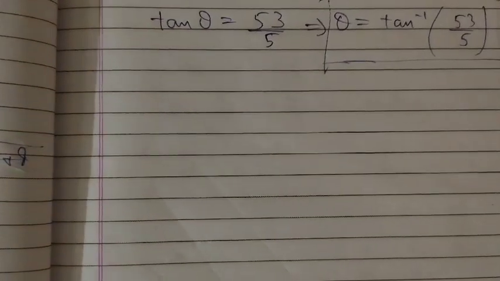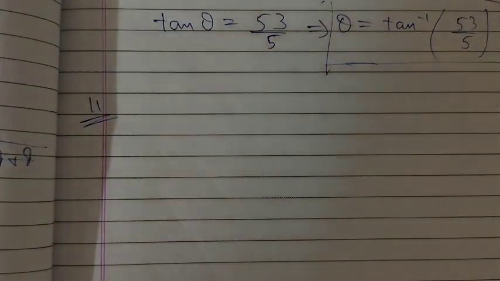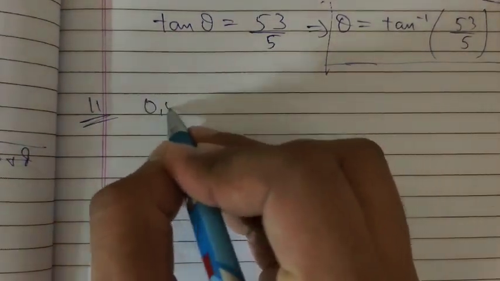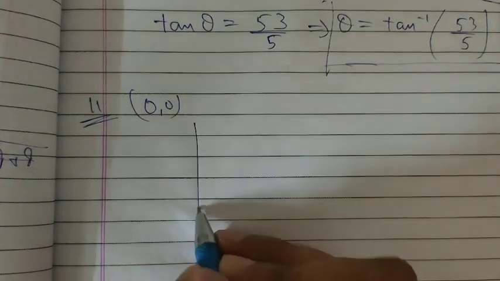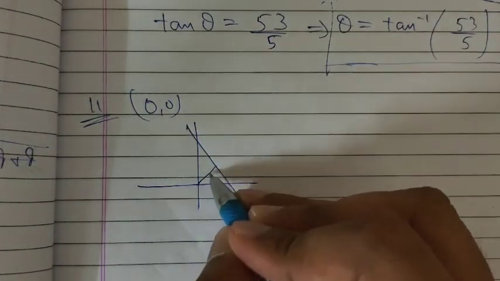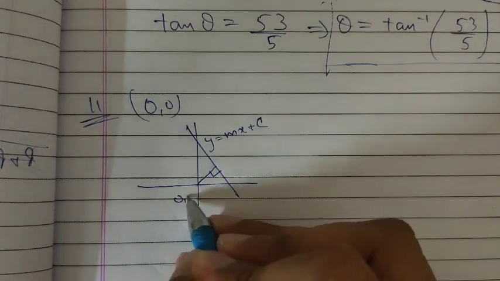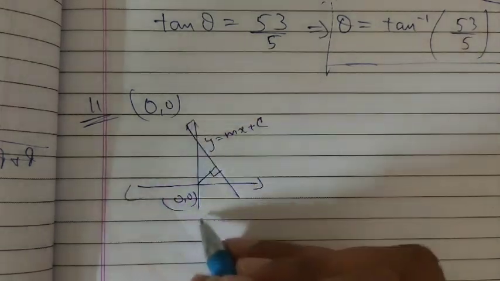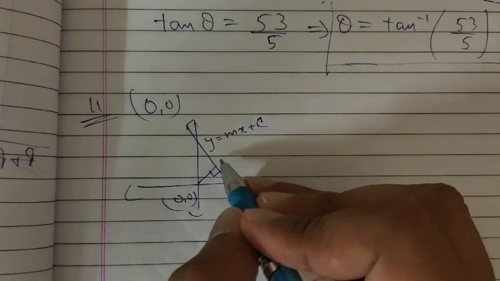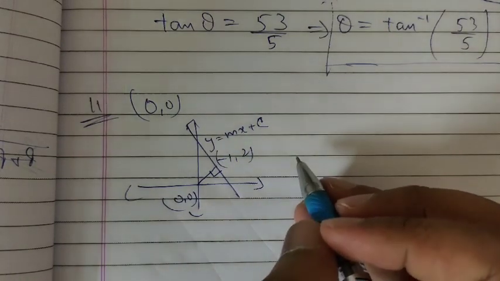Next, question number 11. The perpendicular from the origin, the point (0, 0), is drawn on the line y is equal to mx plus c, and it meets the line at the point (minus 1, 2). Now find the values of m and c.